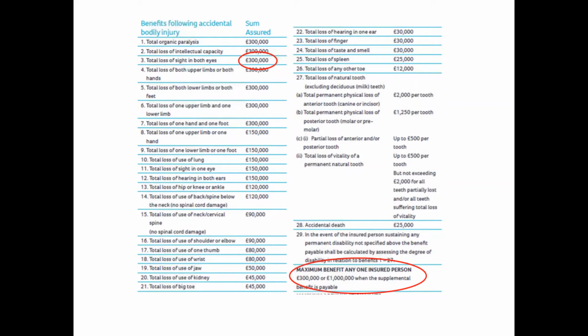On the screen now is based on the 1 million option, but note it is a maximum benefit up to 1 million. There could be other lower benefits. So how does 1 million get triggered? In essence, if there is a claim which is worth £300,000 and it has been agreed by the insurers, that 300,000 is automatically boosted to the 1 million by virtue of the supplementary benefit. So if we look at option 3, total loss of sight in both eyes is 300,000, the payout would automatically go to the 1 million mark.